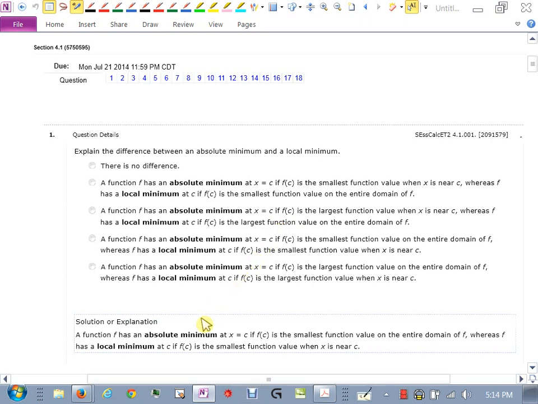Okay, we're going to go through the 4.1 homework. Number one, explain the difference between an absolute minimum and a local minimum. So let's just get straight to the answer here.